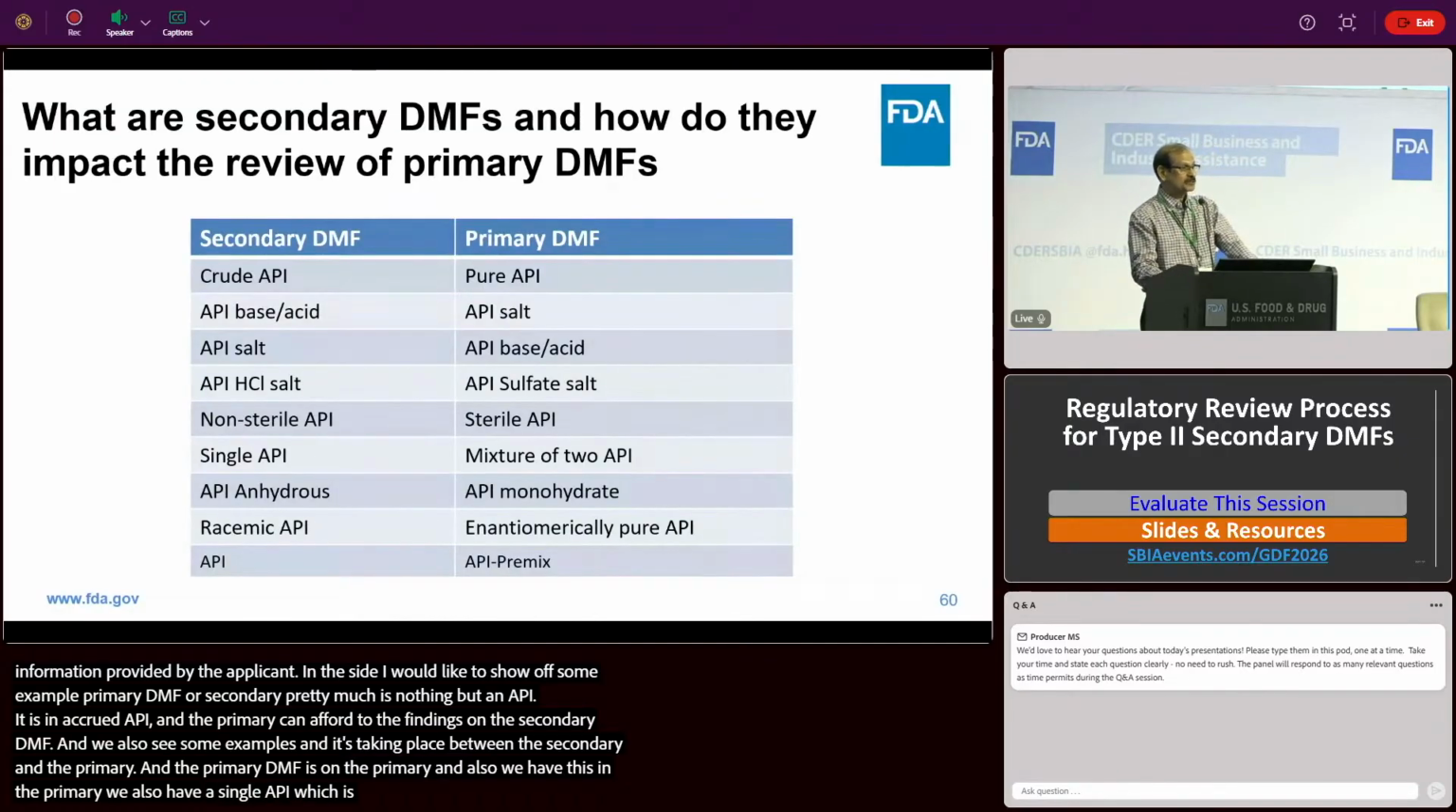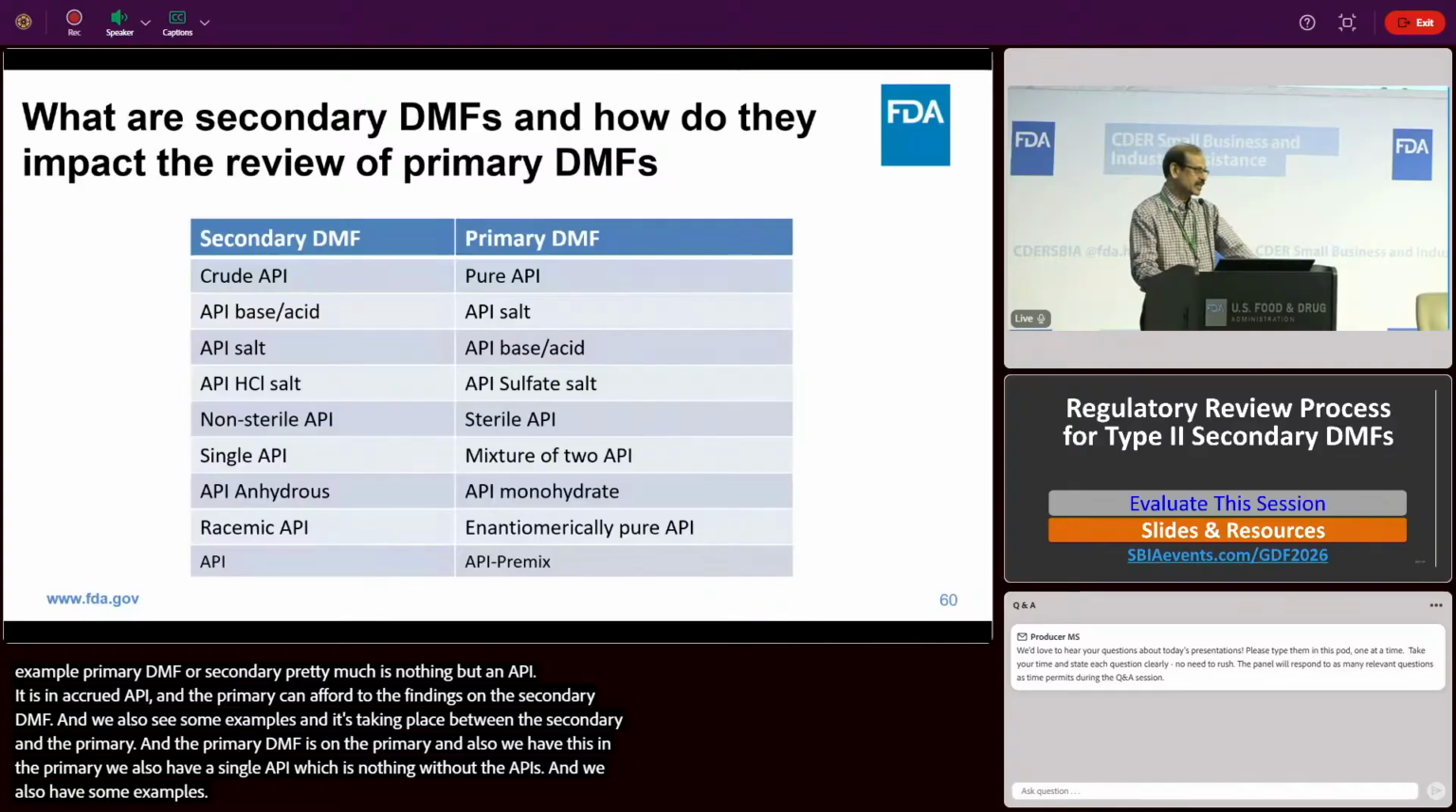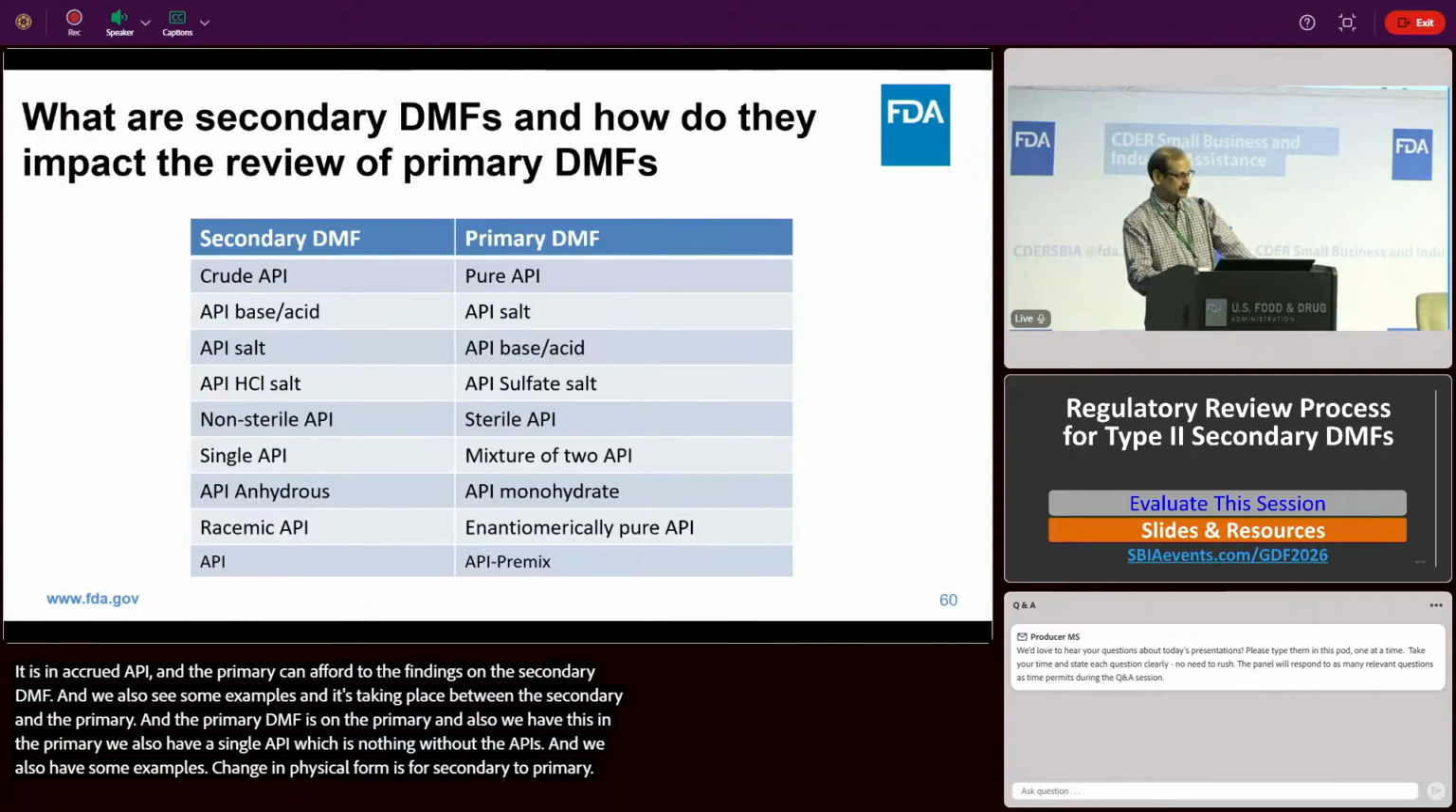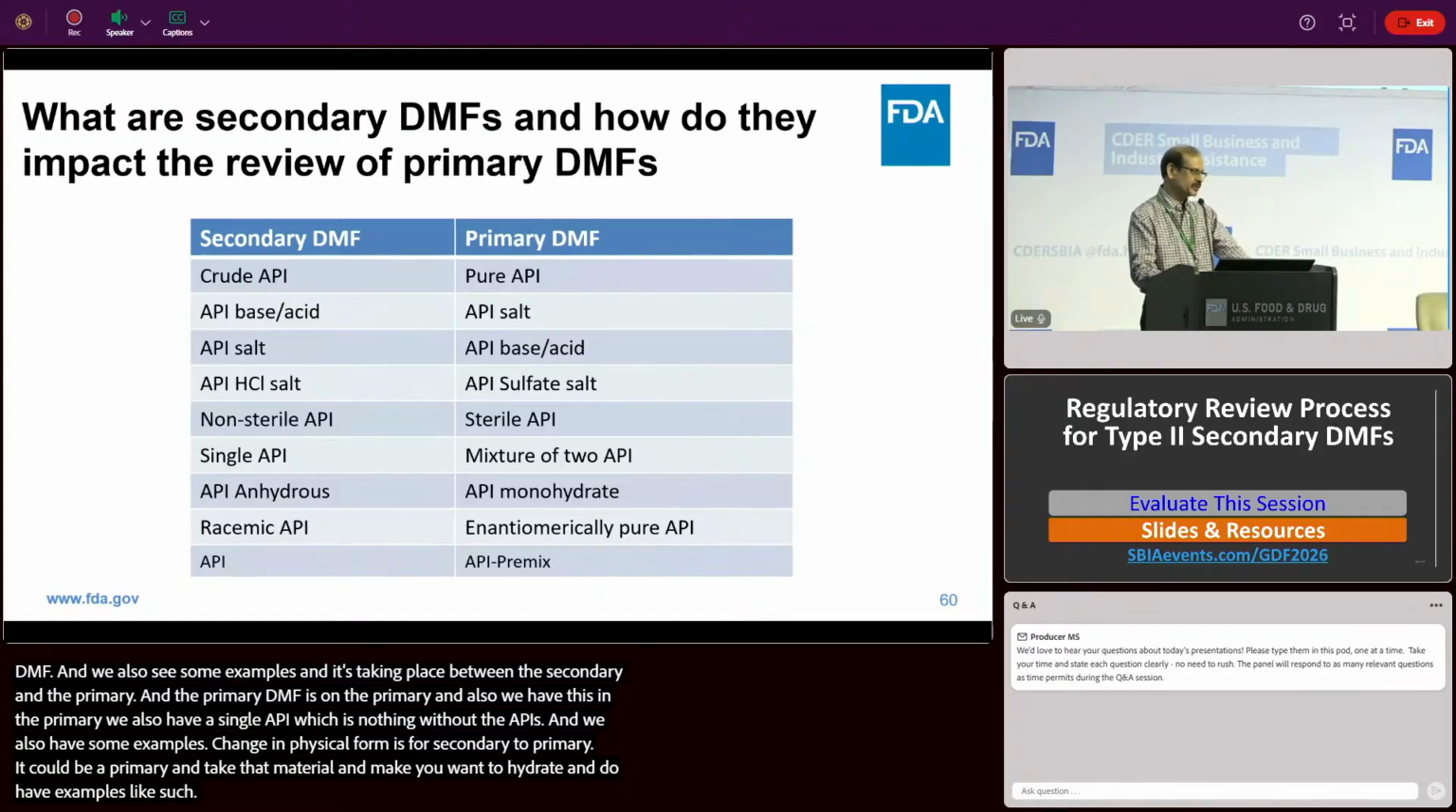And we also have some examples where we see a change in physical form from secondary DMF to a primary DMF. Like a secondary DMF could be an API anhydrous, and they take that material and make a monohydrate, or like a monohydrate to pentahydrate. We do have such examples. Also, an enantiomerically pure API can refer to a racemic API. And we do have some API premixes where in most cases the secondary API comes from the secondary DMF.